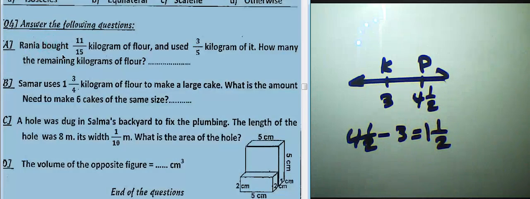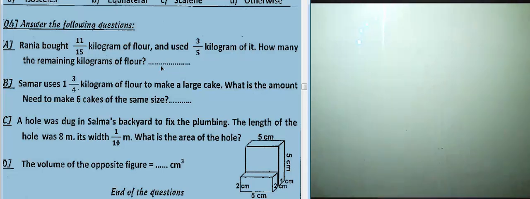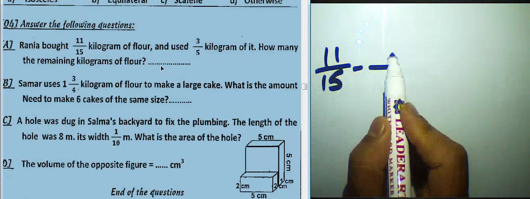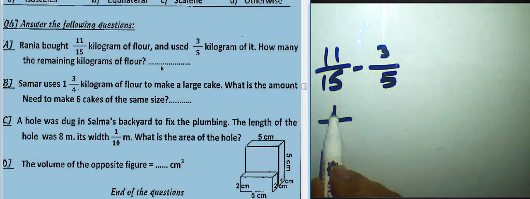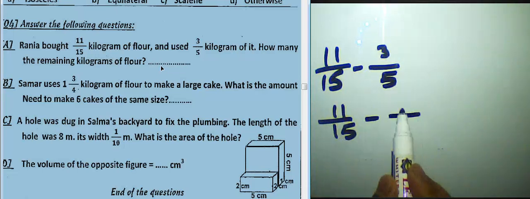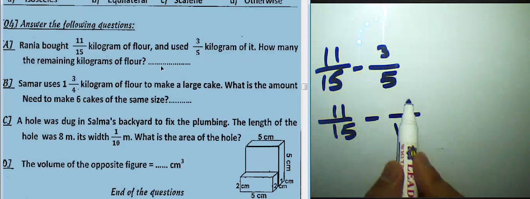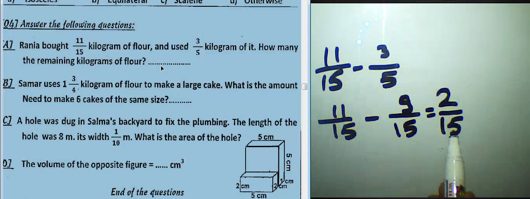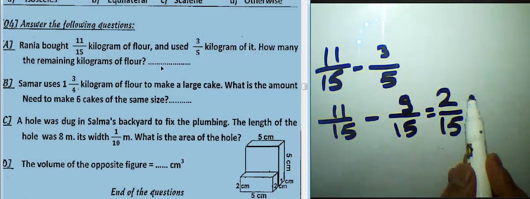Question 4. Rania bought 11 over 15 kilogram of flour and used 3 over 5 kilogram of it. How many kilograms of flour remain? We can find the difference between them. 11 over 15 subtract 3 over 5. Write 11 over 15 here, and 3 times 5 equals 15. 3 times 3 equals 9. 11 minus 9 equals 2. 2 over 15 kilogram.